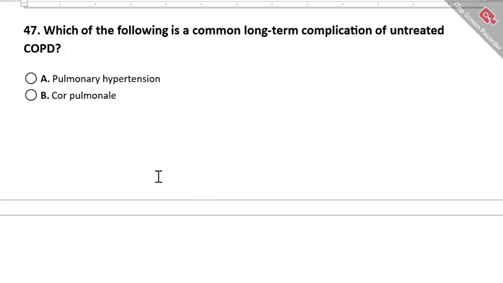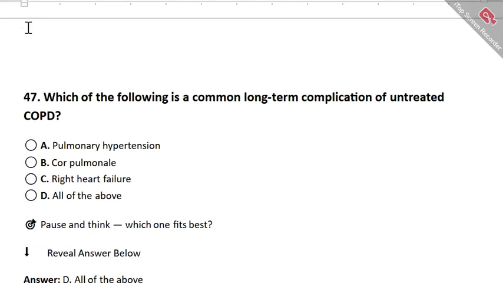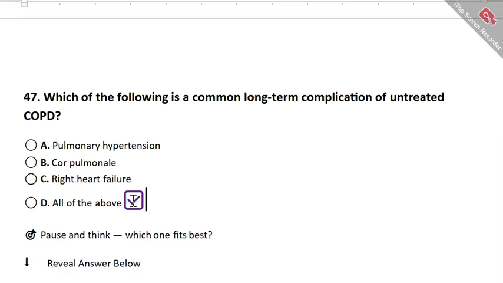The next question is, which of the following is a common long-term complication of untreated COPD? I will bring this question onto the next page so you can easily see. In this, the correct option is option D, all of the above.